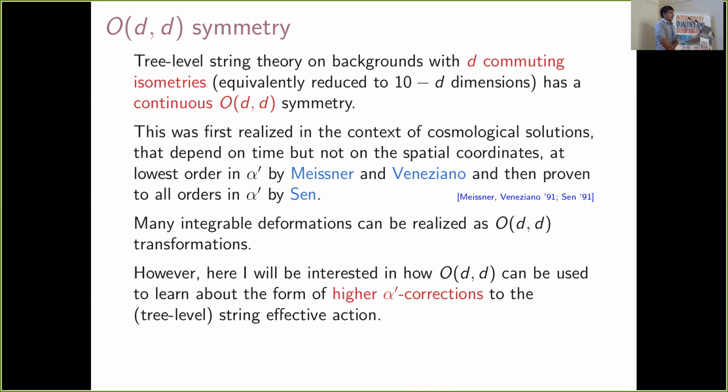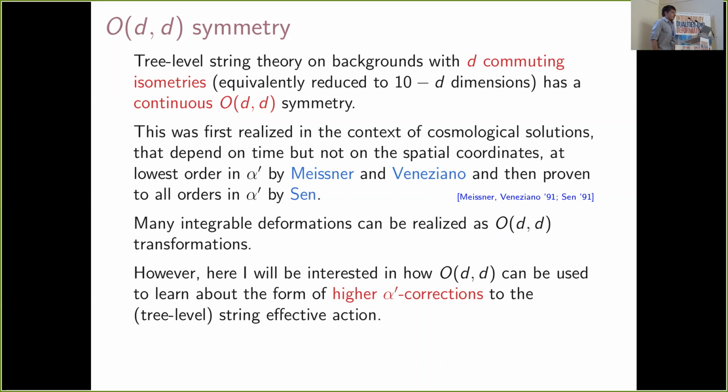Roughly, it follows from the fact that the internal coordinates, the left and right movers of the string, have a separate O(D) symmetry. So you get an O(D) times O(D) symmetry, which then gets enhanced by regular symmetries to O(D,D).